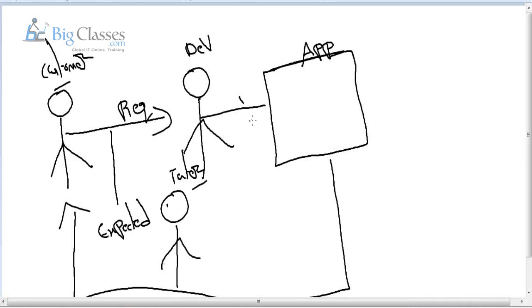And based on the requirement, our developed application is taken as the actual value. Now, we need to compare whether the application was developed as per customer requirement or not, like whether expected value equals actual value or not. Understand this diagram? Once again, try to understand. Very easy guys. It's not difficult.